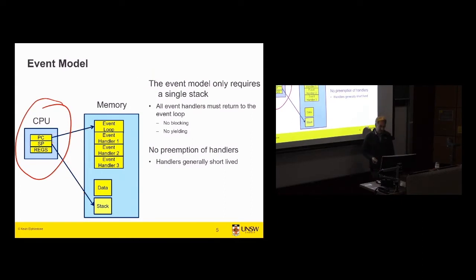With this model, we have the event loop waiting for an event to be posted. When an event is posted, it basically matches the event to the event handler, calls the event handler, and the event handler processes the event and returns back to the event loop. Now that implies a few things here. There's no opportunity to block inside an event handler. If something's not ready or you can't progress, you're kind of stuck.